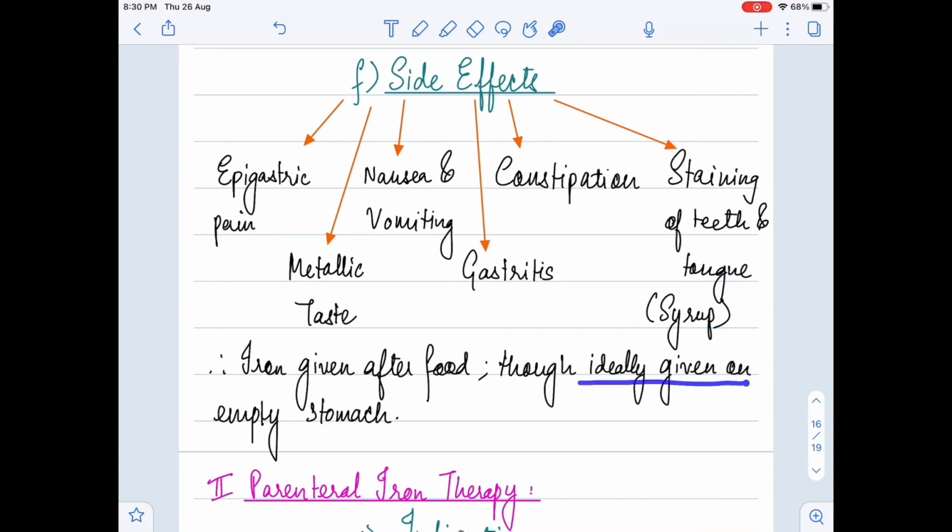So, although ideally oral iron preparation should be given on an empty stomach for better absorption, to counteract the adverse effects, iron has to be given after food generally.